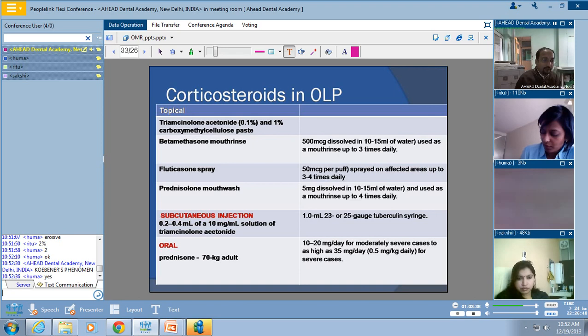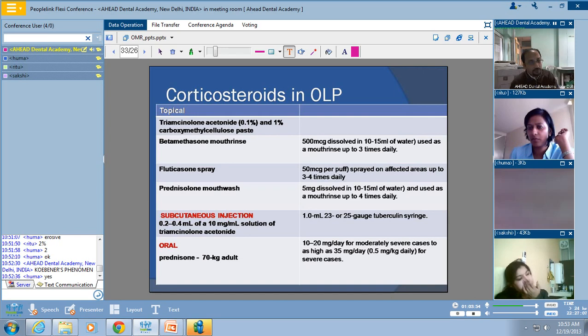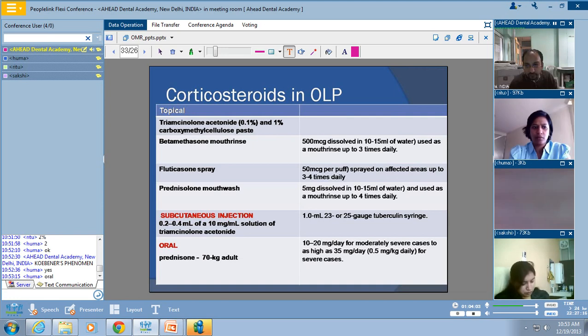If you are asked a simple viva question, oral lichen planus and cutaneous lichen planus, cutaneous means skin, which is more recalcitrant to the treatment? Or which is more resistant to the treatment? What would be your answer? Oral or cutaneous? Of the two, which is more difficult to treat? It is oral. Very good. Why oral? Simply because of the word which I had written upstairs.